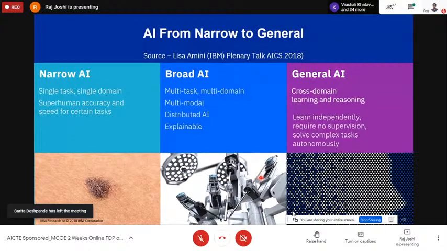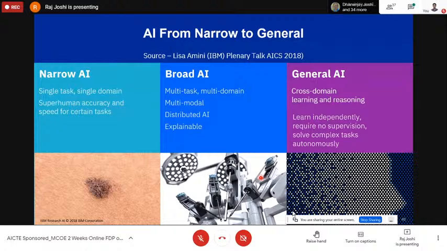And so it is mind-boggling, right? What does AI mean, or how does AI span? So AI is basically narrow AI, which we have been doing. It's a single task, single domain, superhuman accuracy and speed, all these regressions, logistic regression, support vector systems, all these kind of techniques which are used in this narrow AI.